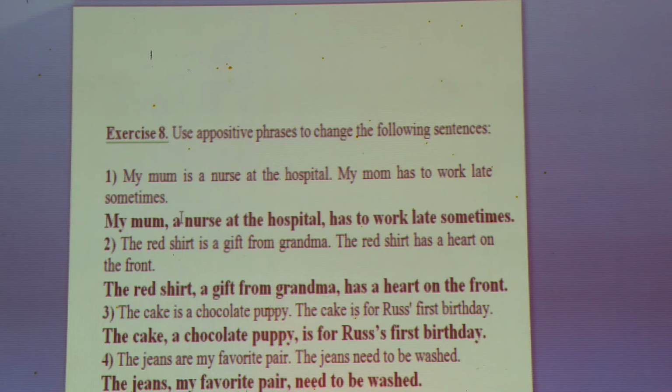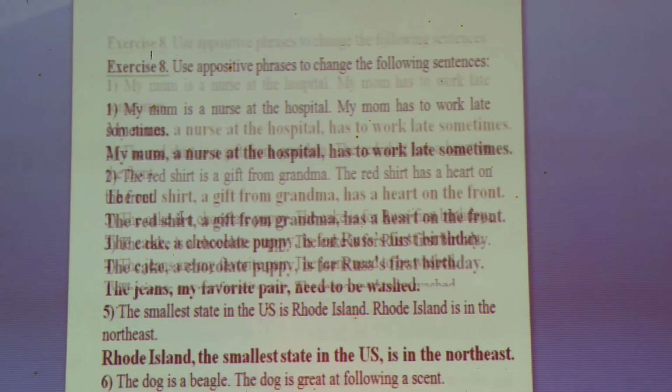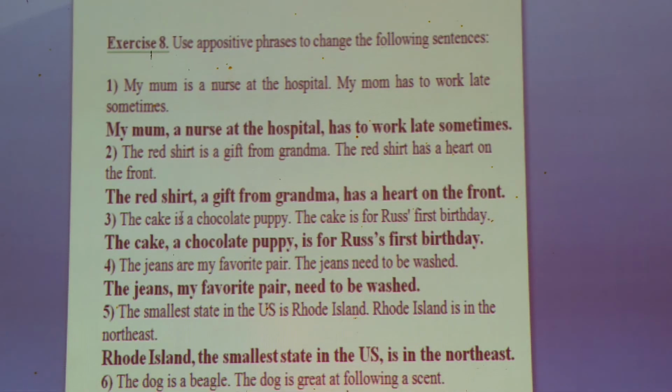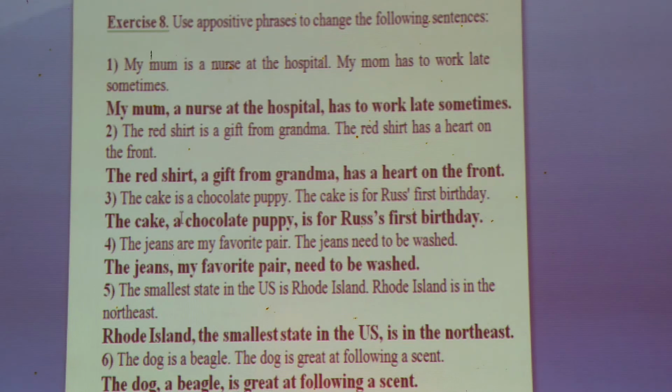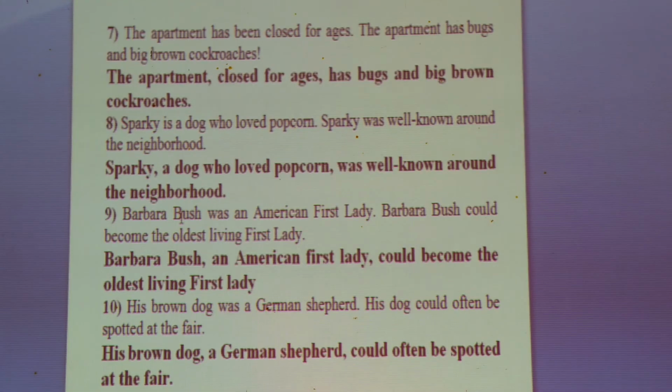I have here some examples in exercise 8. So we have some sentences in this exercise which we have linked correctly using appositives. Please stop the video and write down the answers. The same thing here, the same exercise. We have sentences where you have important information added between two commas in the middle of the sentence.